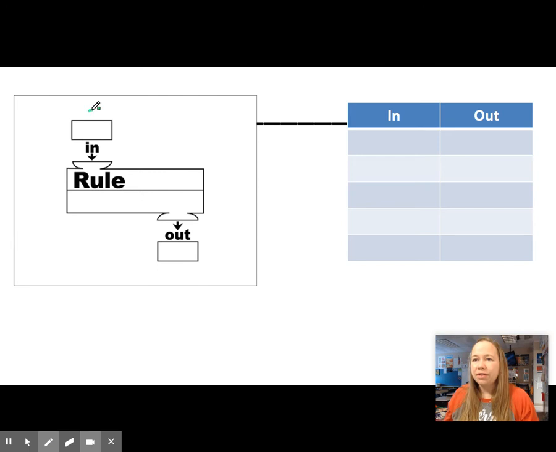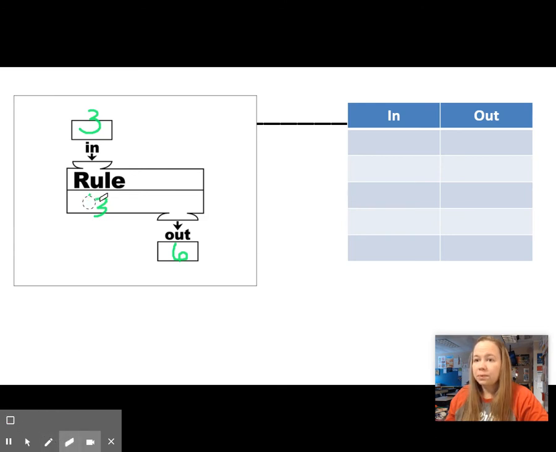What if I put in a 3 and out comes a 6? Ready? What happened inside that machine? Ah, you are smart. There are 2 possibilities. We could have added 3, or what else could we have done? We could have multiplied by 2. You got it. Let's try another one because they're fun.